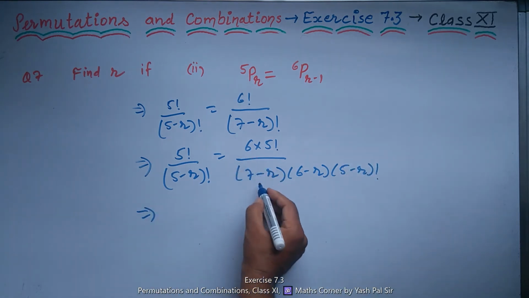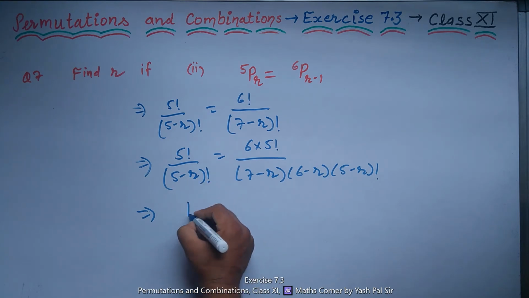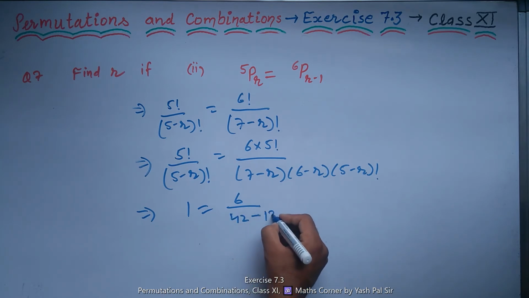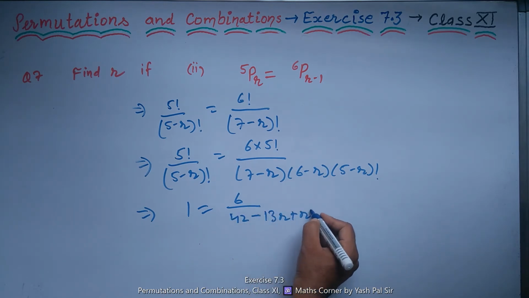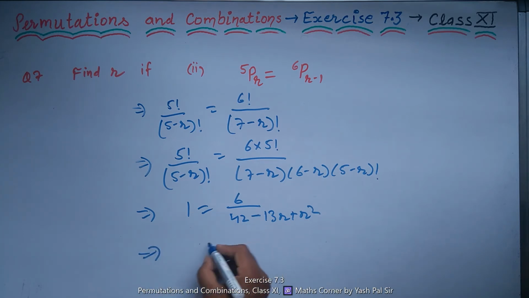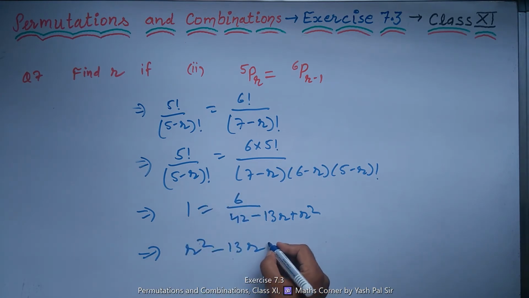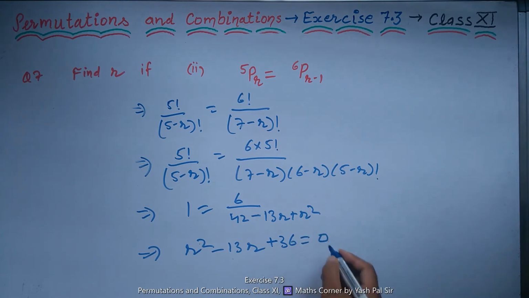So we are left with 1 is equal to 6 upon 42 minus 13r plus r square. So this way we have r square minus 13r plus 42 minus 6 equals 0, that is r square minus 13r plus 36 equal to 0. So from here we have the value of r is 9 or 4.